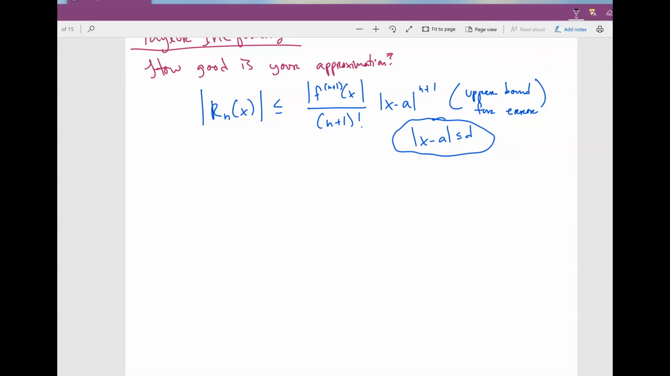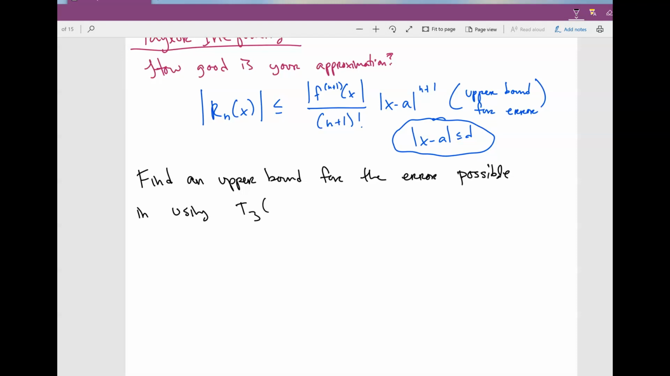Or find an upper bound for the error possible in using T3 of x for f of x equals e to the x at a equals 2 for x being between 1 and 3.